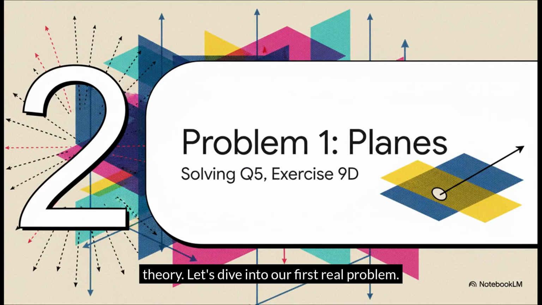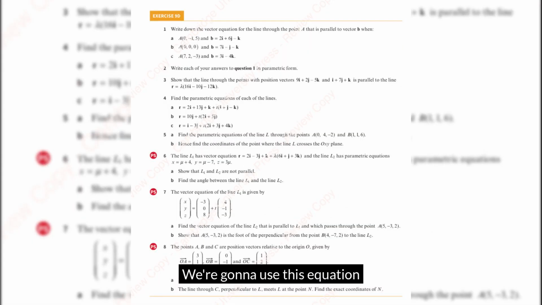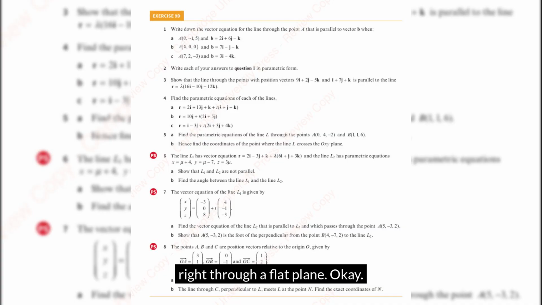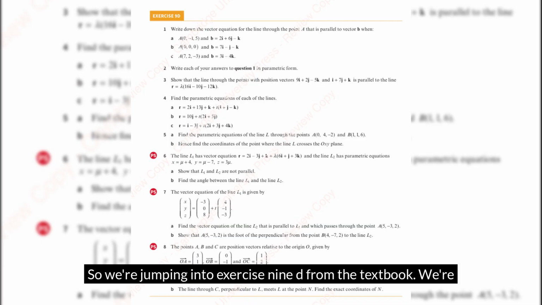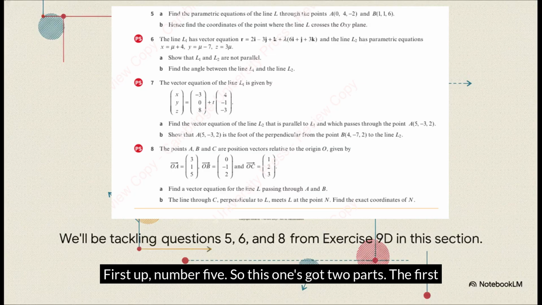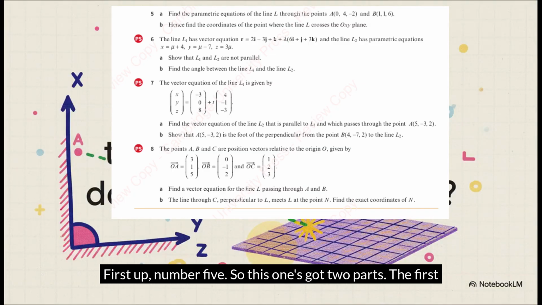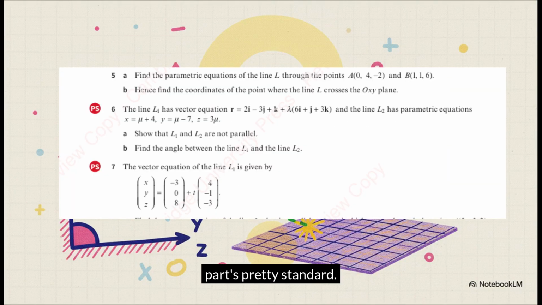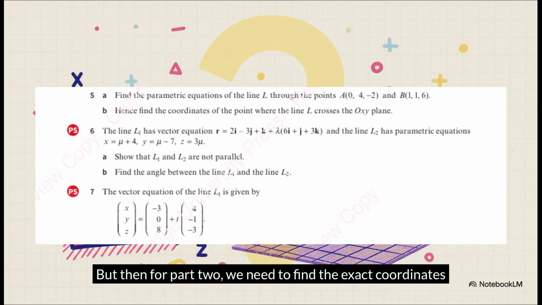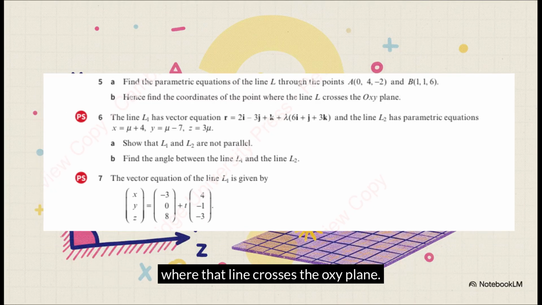All right, enough theory. Let's dive into our first real problem. We're going to use this equation to figure out something pretty cool: the exact point where a line in 3D space literally punches right through a flat plane. Okay, so we're jumping into exercise 9D from the textbook. We're going to hit questions 5, 6, and 8. First up, number 5. This one's got 2 parts. The first part's pretty standard. Just find the equation of the line that goes through points A and B. But then for part 2, we need to find the exact coordinates where that line crosses the oxyplane.